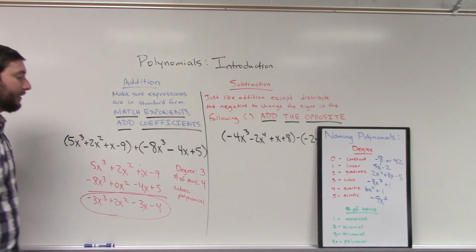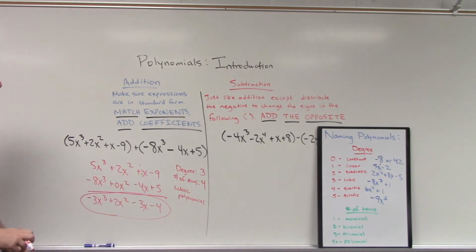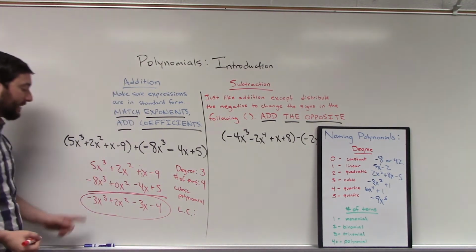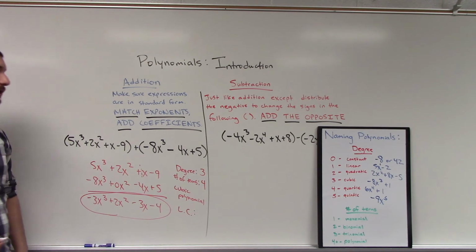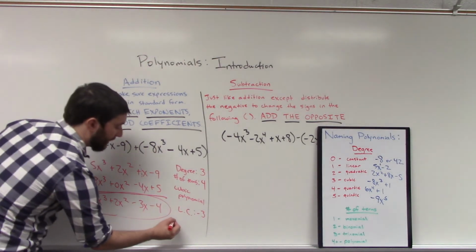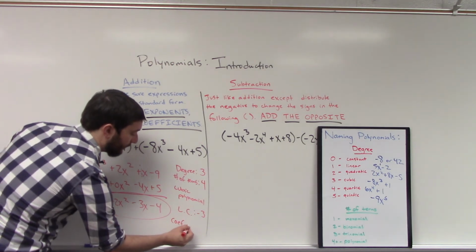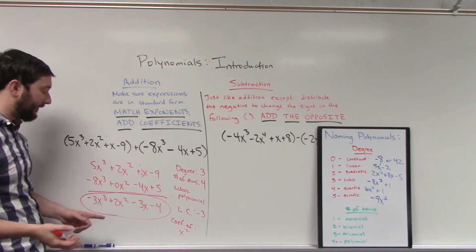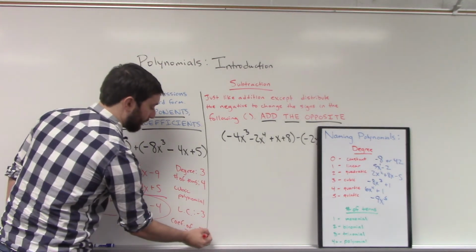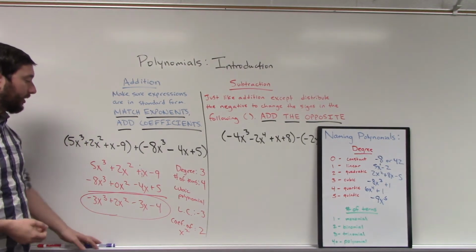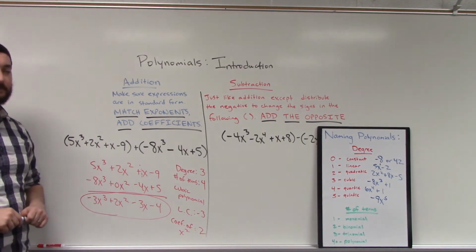Four terms there. Four or more means polynomial. Degree 3 means cubic. The lead coefficient, something else that we've talked about, is what's being multiplied in the front of our largest variable. It's negative 3. And let's say I wanted to find, for example, the coefficient of x squared. What number is being multiplied in front of x squared? That would be a 2. So that would be one result of how you could combine like terms through addition.